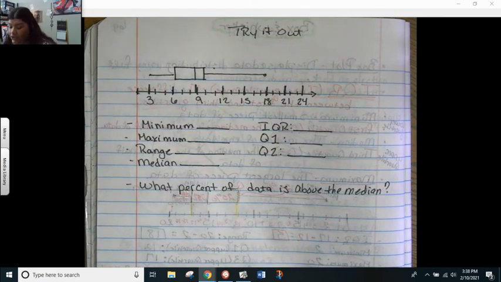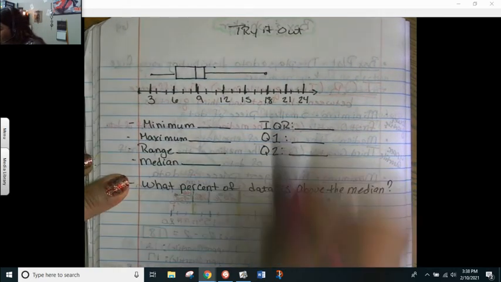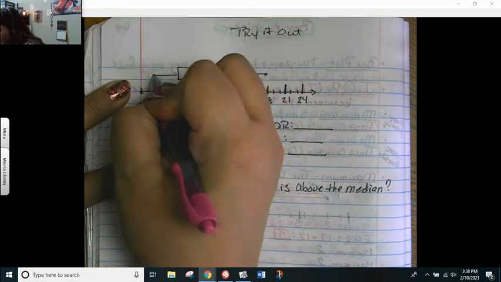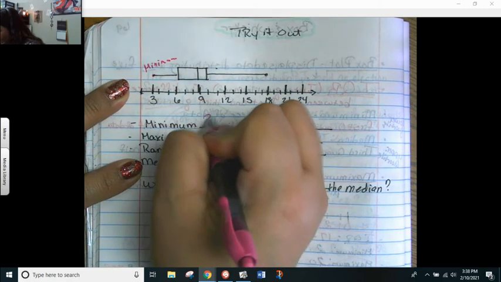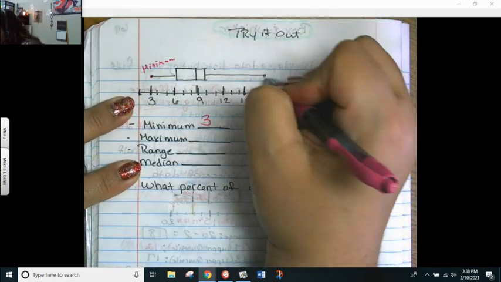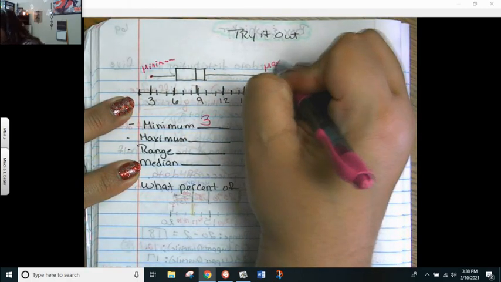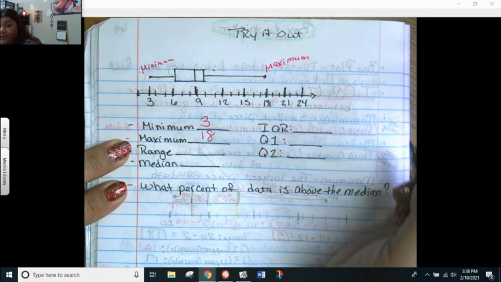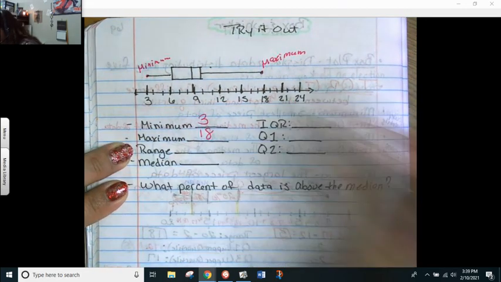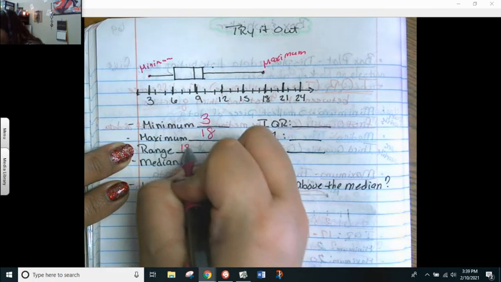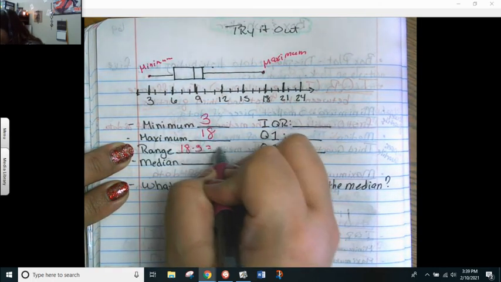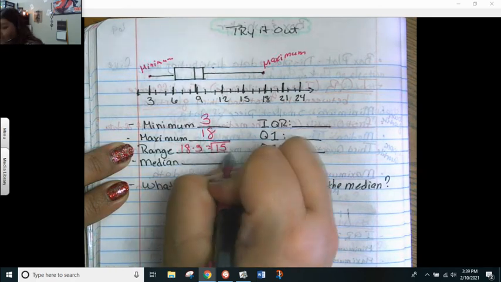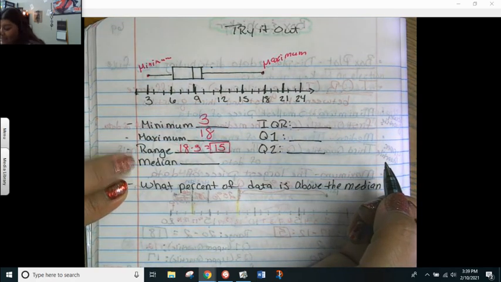All right, let's see how you did. So here the minimum should have been 3. This is the minimum. That is 3. The maximum is right here. Here's the maximum. That was 18. So far, so good. The range is the difference between the two. So 18 minus 3, 15. Got that one? Okay.